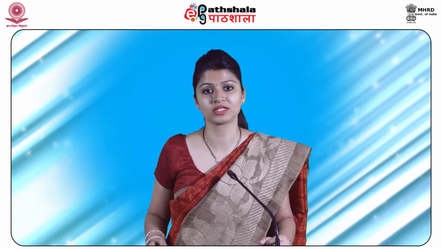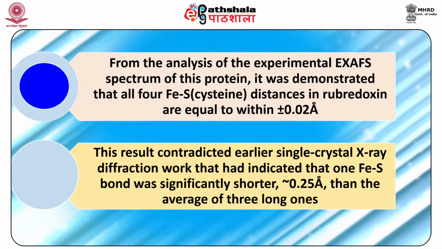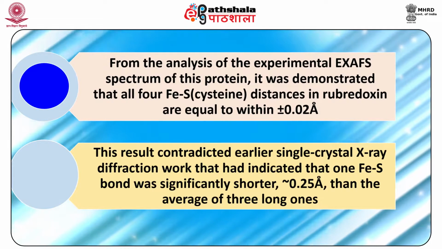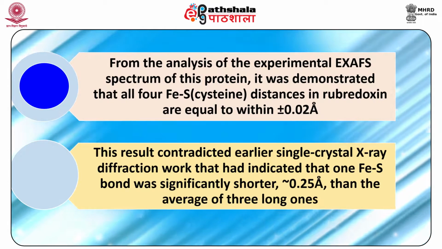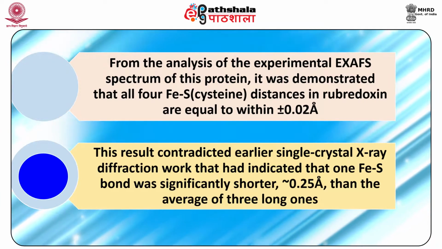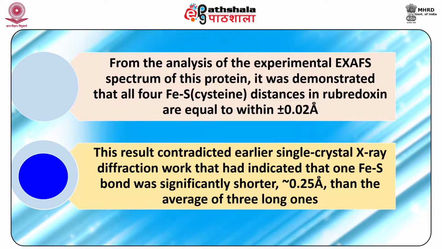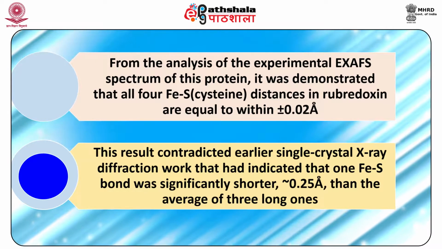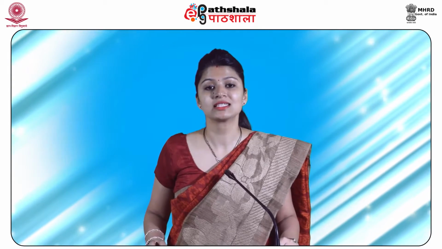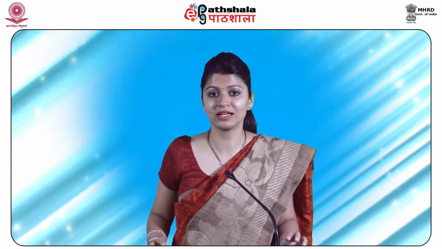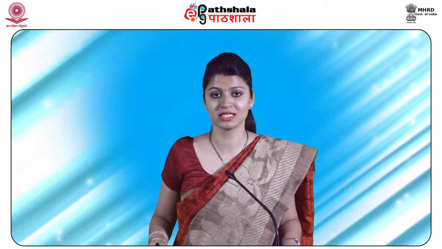sulfur protein rubredoxin. From the analysis of the experimental EXAFS spectrum of this protein, it was demonstrated that all the 4 iron-sulfur, that is iron-cysteine, distances in rubredoxin are equal to within ±0.02 Å. This result contradicted earlier single crystal X-ray diffraction work that had indicated that one Fe-S bond was significantly shorter, approximately 0.25 Å, than the average of the 3 long ones. Subsequent refinement of the single crystal X-ray diffraction data led to a more symmetric structure consistent with the EXAFS study.